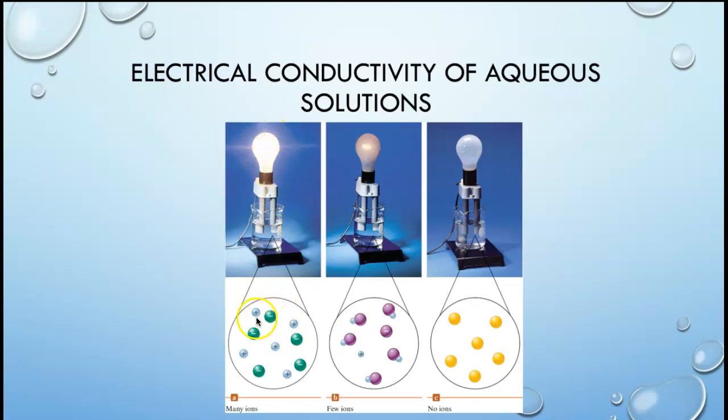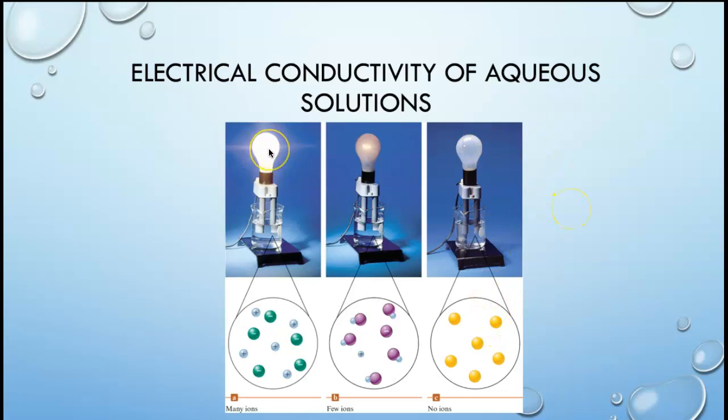So in this beaker, we have a strong electrolyte. Notice the light bulb is glowing brightly because you have negative ions and positive ions. This would be something like sodium chloride. In this beaker, notice that the light bulb is glowing, but it's not glowing very brightly. And that's because you have a couple of ions. Here's a positive and here's a negative. But mostly you have the molecules still being attached to one another. And then in this case, you don't have any ions, so the light bulb does not glow at all.